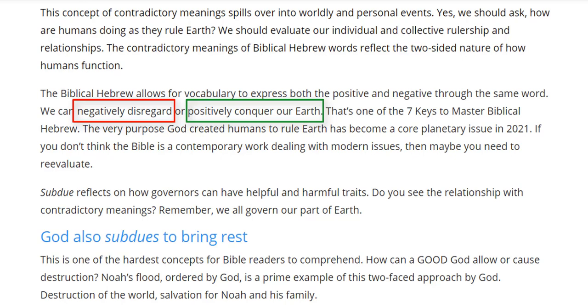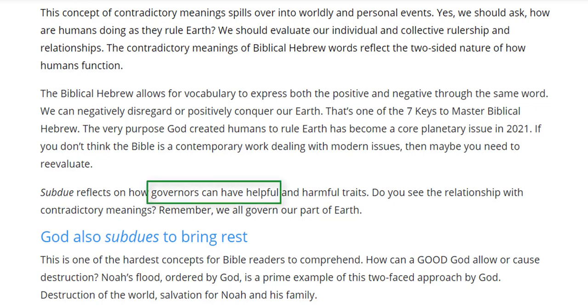The very purpose God created humans to rule earth has become a core planetary issue in 2021. If you don't think the Bible is a contemporary work dealing with modern issues, then maybe you need to reevaluate. Subdue reflects on how governors can have helpful and harmful traits. Do you see the relationship with contradictory meanings? Remember, we all govern our part of earth.